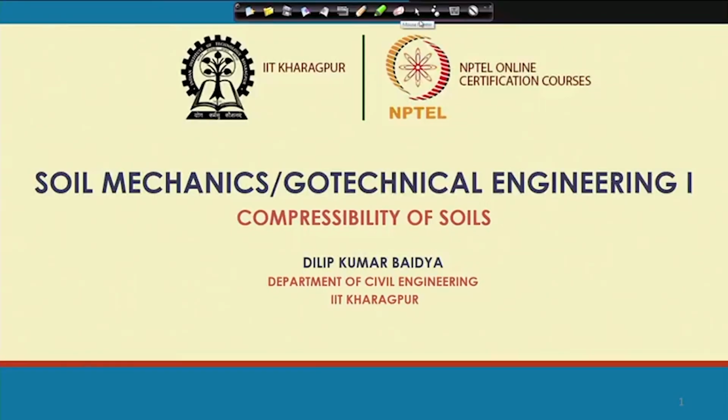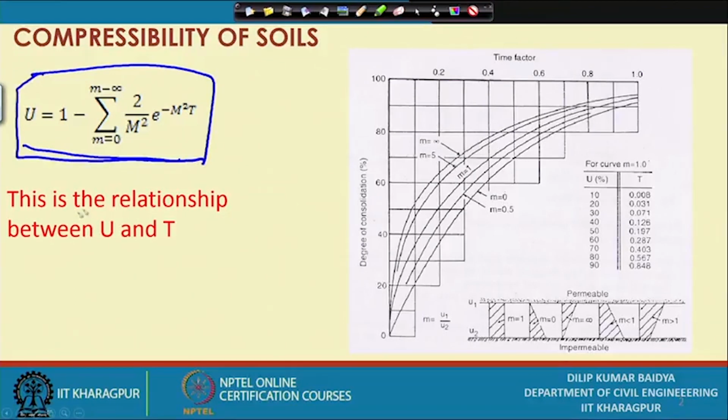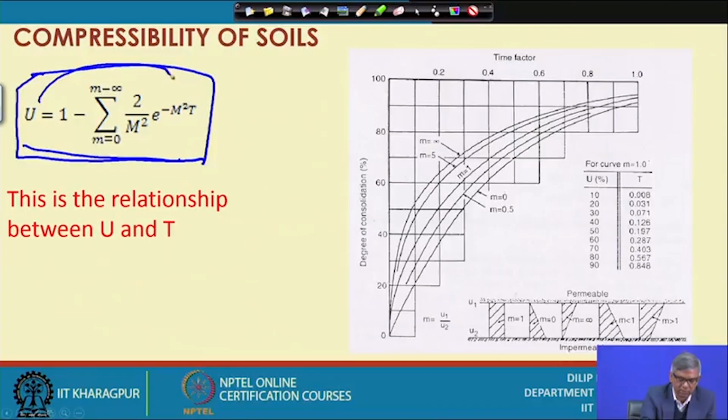Now, let us see how to utilize this for calculation of time settlement, and also how to determine the CV value, which is very important in estimating the consolidation settlement, particularly for finding out the time of consolidation settlement. CV is very important. So, how to determine CV? I have shown this expression in the previous lecture, which is the relationship between u and t.